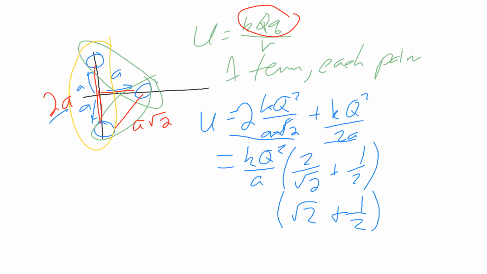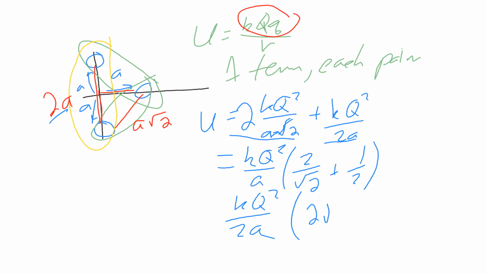In both cases, though, there's a 2a on the bottom between those two answer choices that have addition in them. So what I would probably try next is to factor out a 2. When I factor out a 2, I would have kq squared over 2a out in front. What would I be left with inside? It's a 2 on the bottom that I factored out, so the first term would have to become 2 square root of 2, and I'd have plus 1. And that happens to be the answer choice.